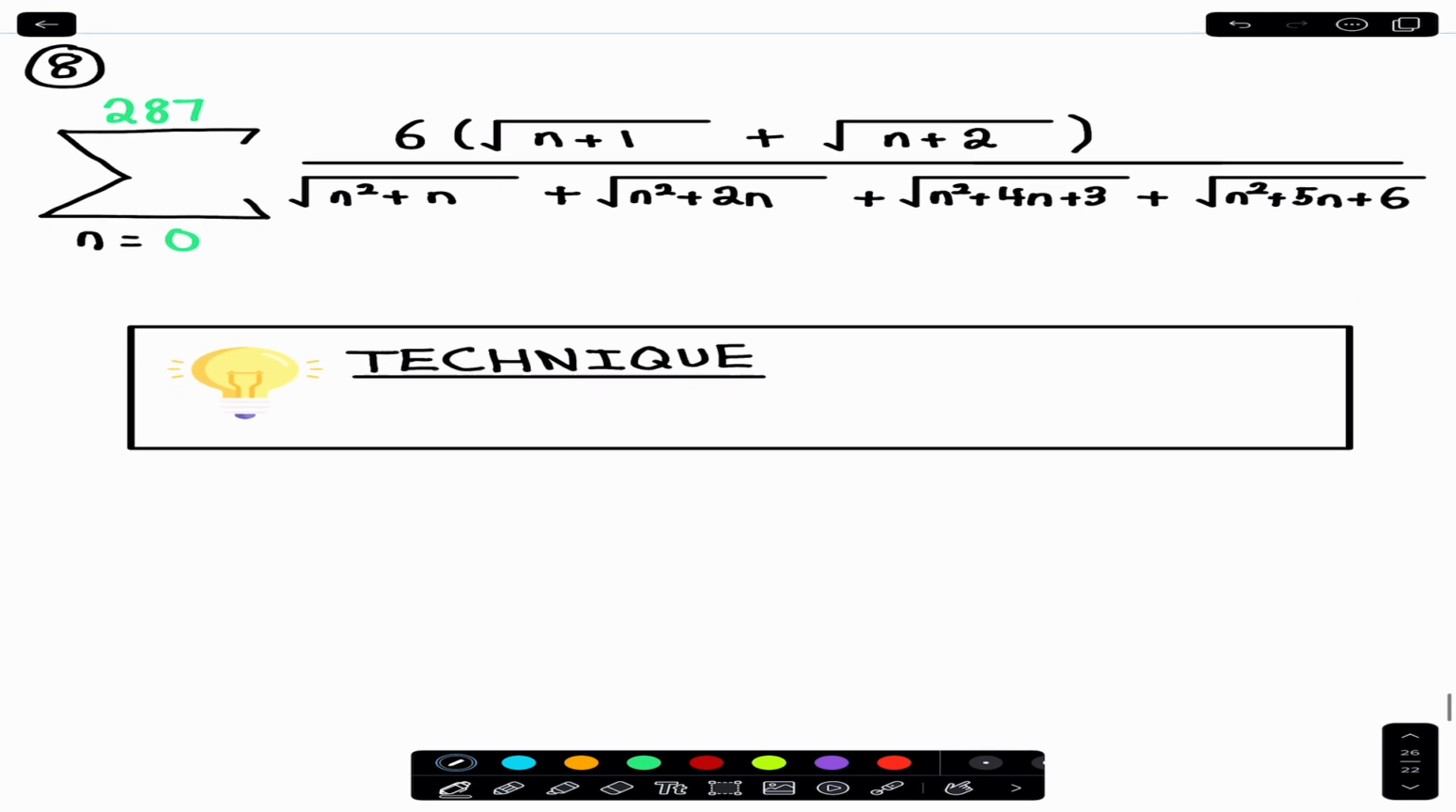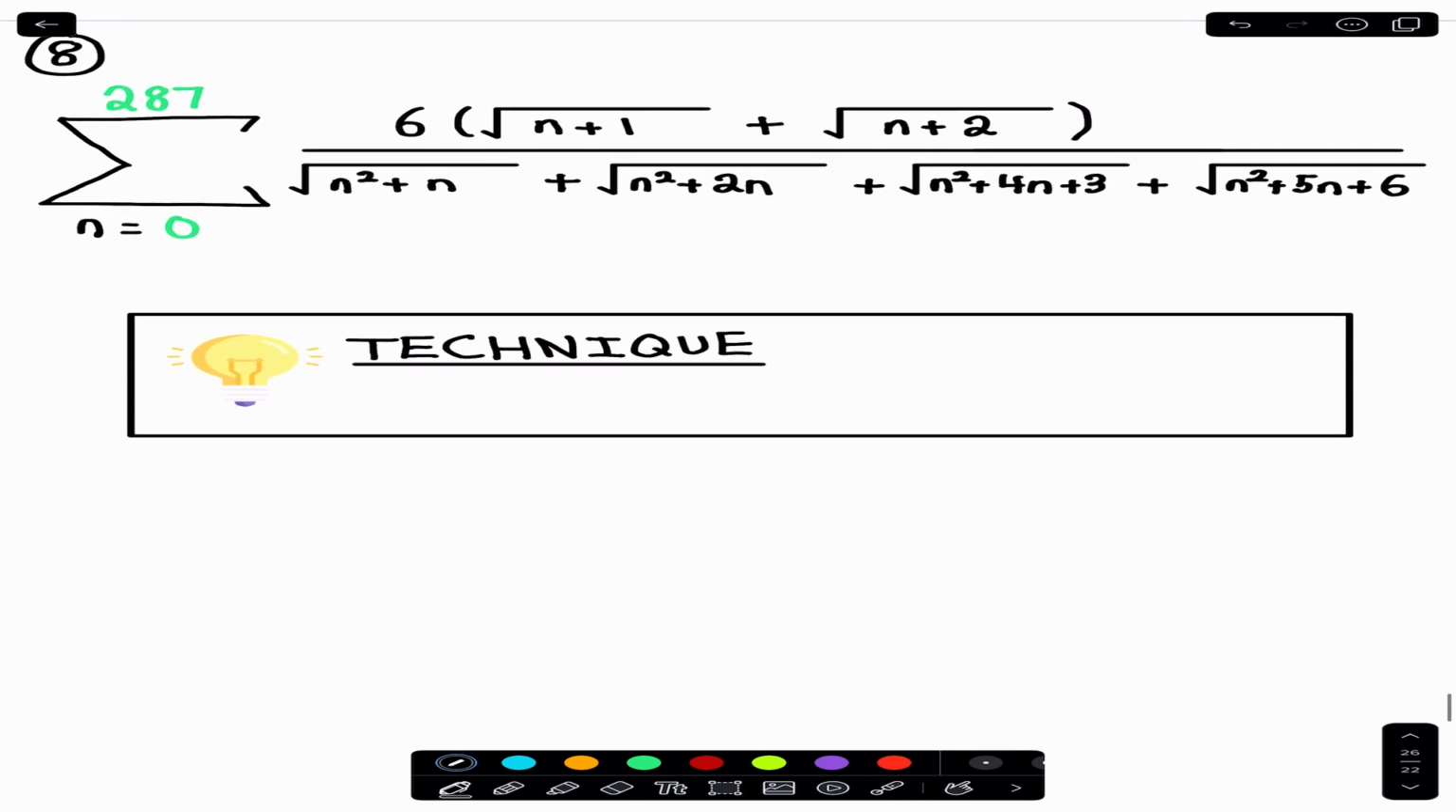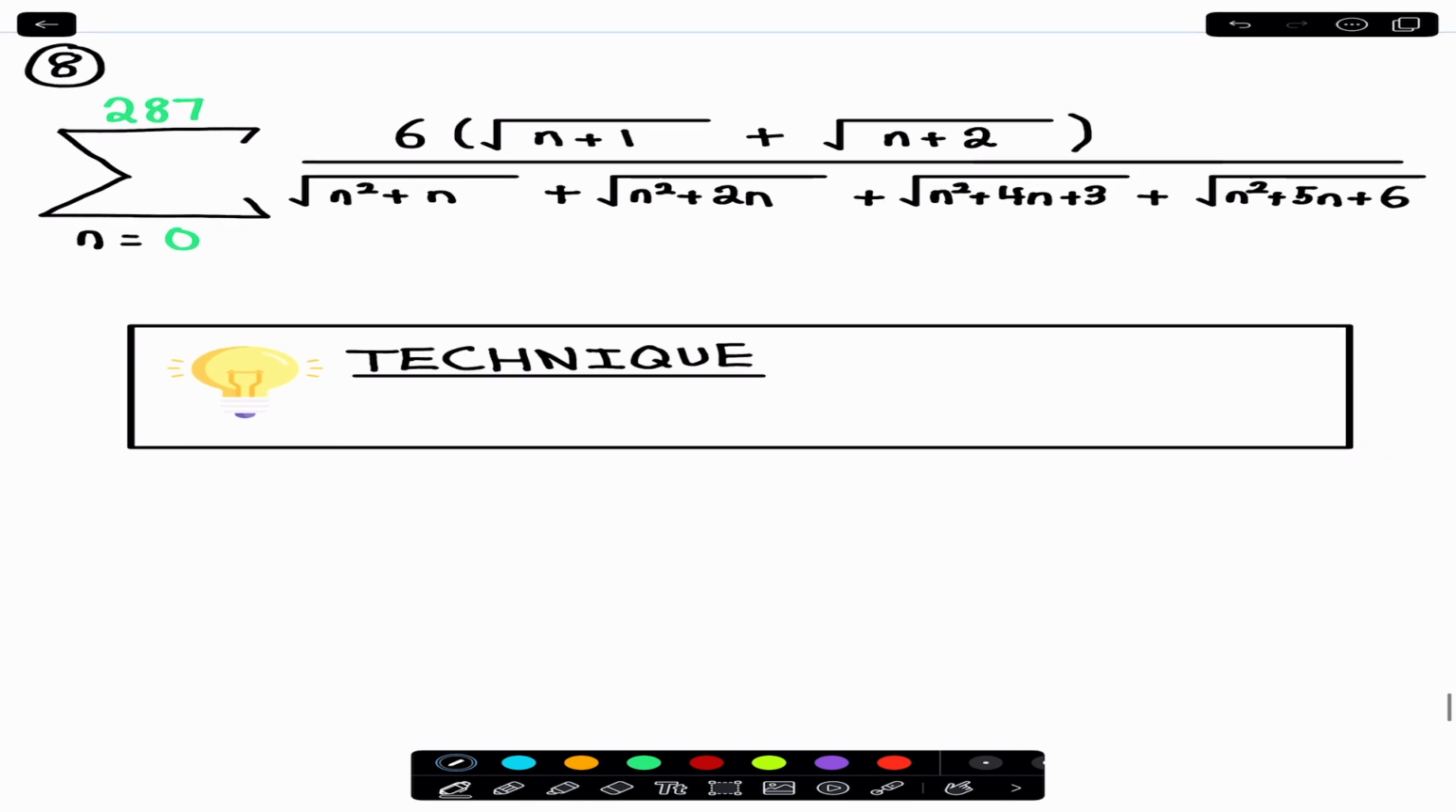to the final question of this video. So we have to sum up this pretty crazy expression. So we've seen crazy expressions before, but this one looks very, very nightmarish. And then we have to sum from n equals 0 all the way to this odd number, 287.